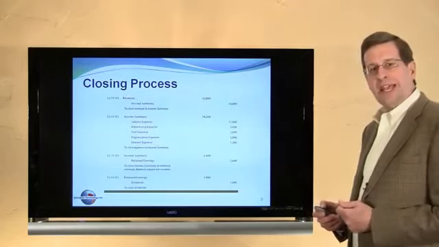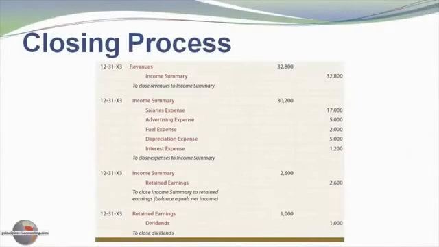So let's look at this in journal entry form. Here on the screen is an example of the first entry, closing revenues. Revenues have a credit balance. To close them, we'll debit revenues and credit income summary. At this point, we'll have $32,800 in the income summary account, reflective of the total revenues. The next journal entry reflects the closing of the expense accounts. Because the expense accounts have debit balances, we need to credit them to close them or zero them out, and in turn, debit income summary for the total of the expenses, $30,200.